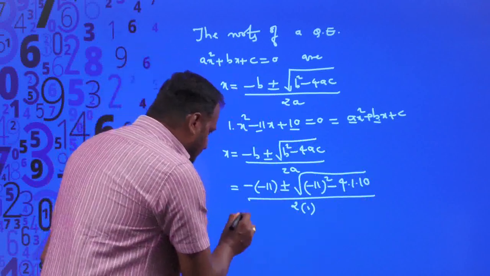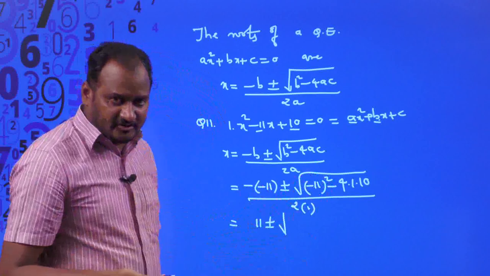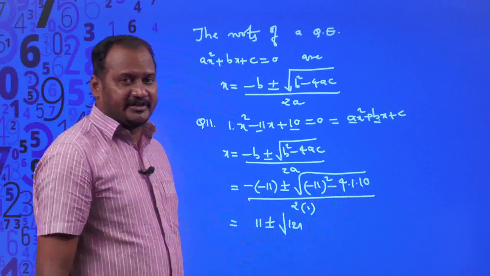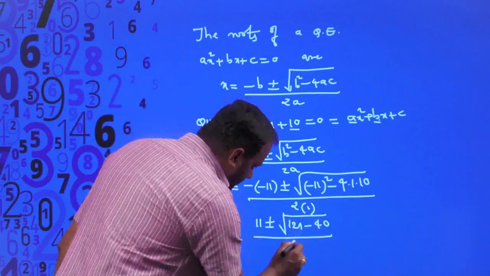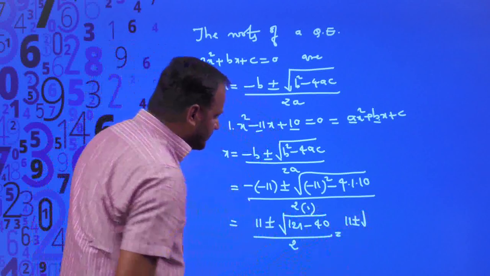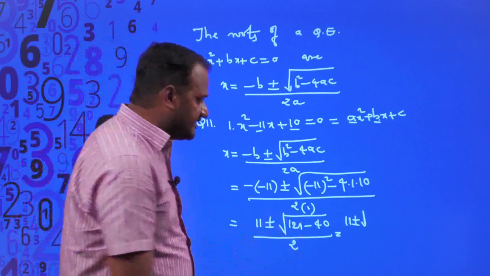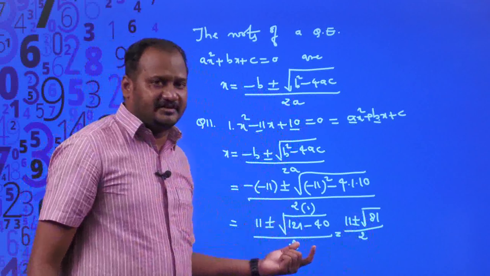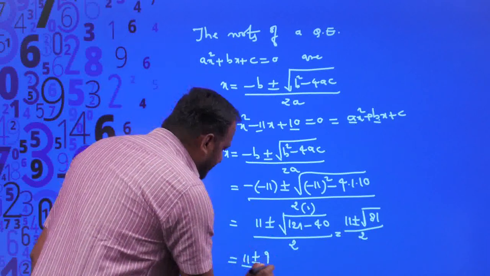Correct? Which is equal to negative of negative 11 is equal to 11 plus or minus square root of negative 11 whole square. Negative square is equal to positive, and 11 square is equal to 121. And then minus 4 into 1 into 10: 4 into 1 equal to 4, into 10 is equal to 40. So minus 40, whole divided by 2 into 1 is equal to 2. Now understand this: which is equal to 11 plus or minus square root of 121 minus 40. What is 121 minus 40? First of all, 120 minus 40 is of course 80 and 1 is extra, so it is 81, whole divided by 2 into 1 is equal to 2. You all know the square root of 81 is equal to 9. So you can write it as 11 plus or minus 9 divided by 2.